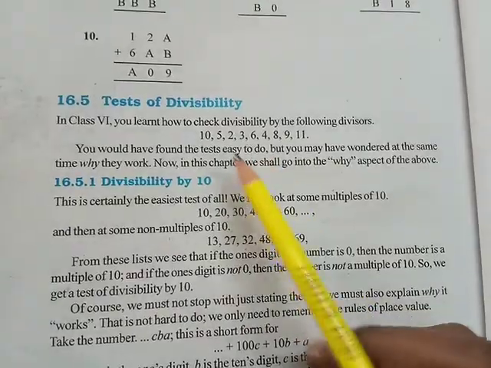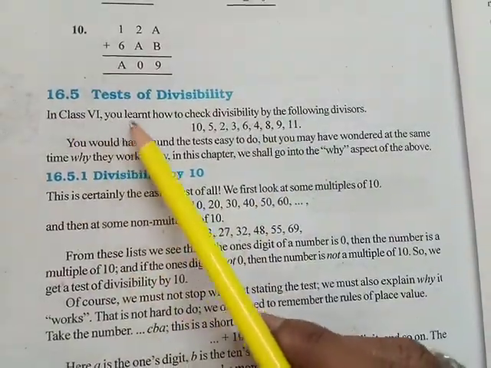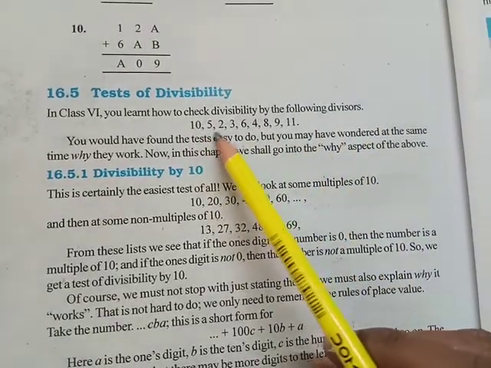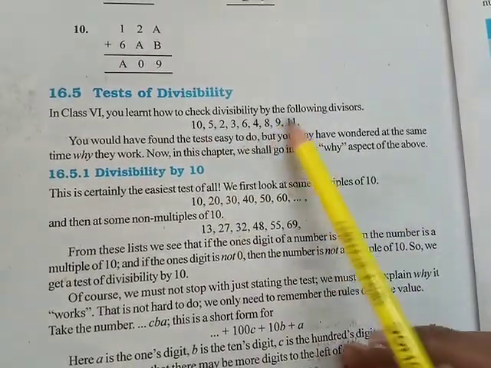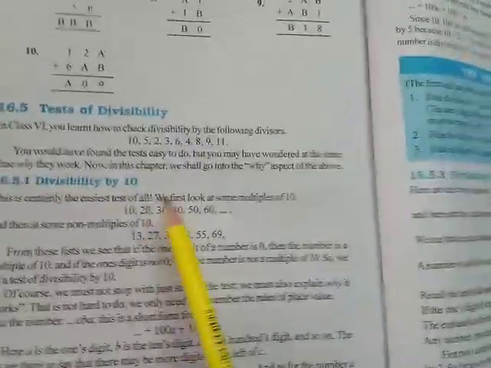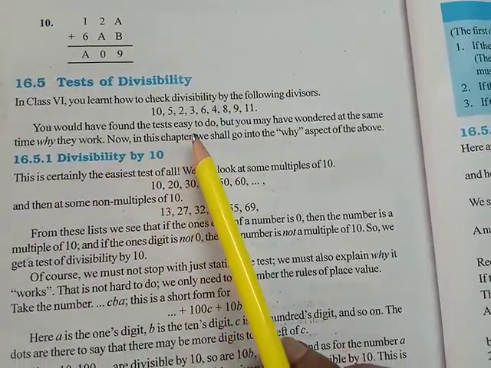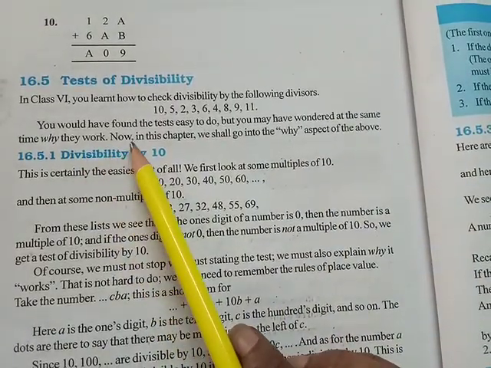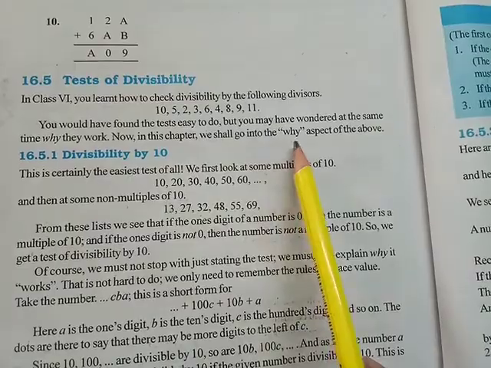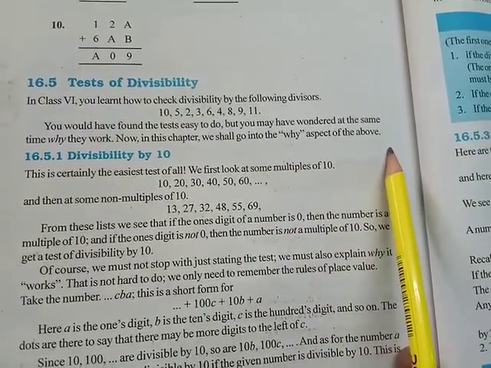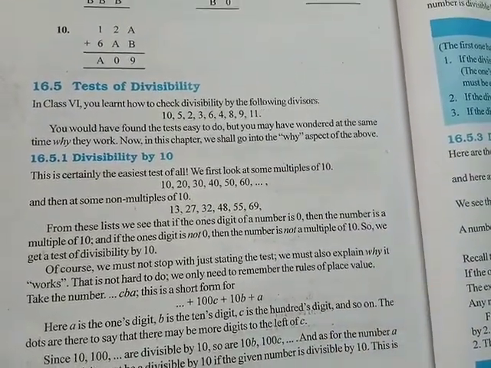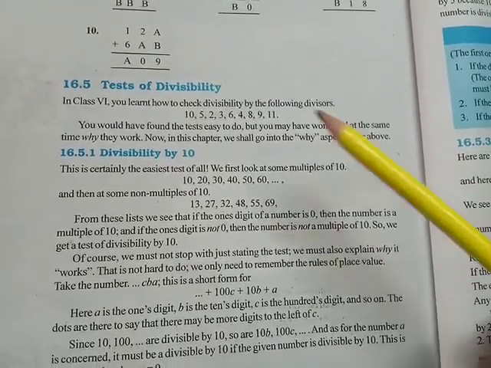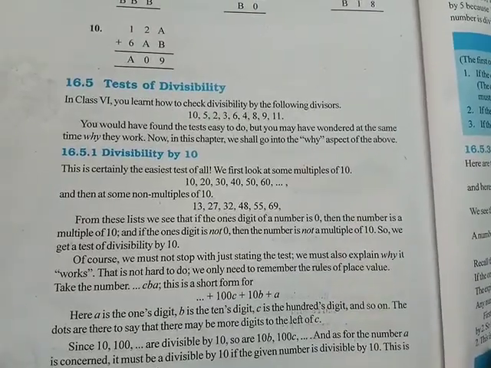So let's see test of divisibility. In class 6 you learned how to check divisibility by the following divisors: 10, 5, 2, 3, 6, 4, 8, 9, 11. You would have found the tests easy to do, but you may have wondered at the same time why they work. Now in this chapter we shall go into the why aspect of the above. This is a divisibility test for 2, this is a divisibility test for 5. Why it happens, that reason we will discuss now.